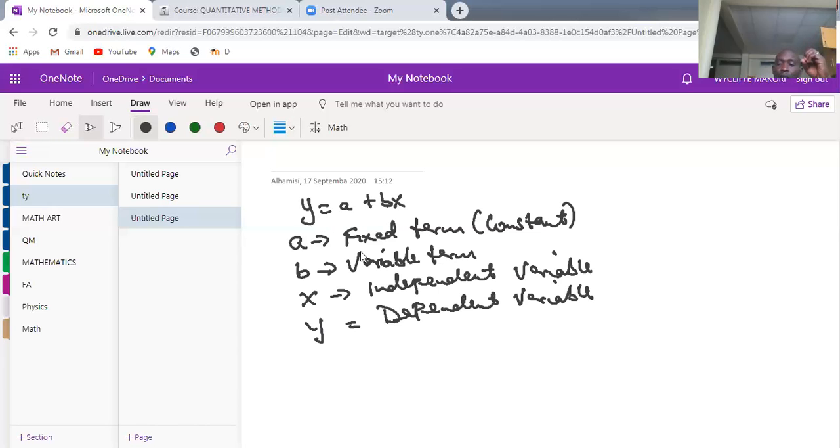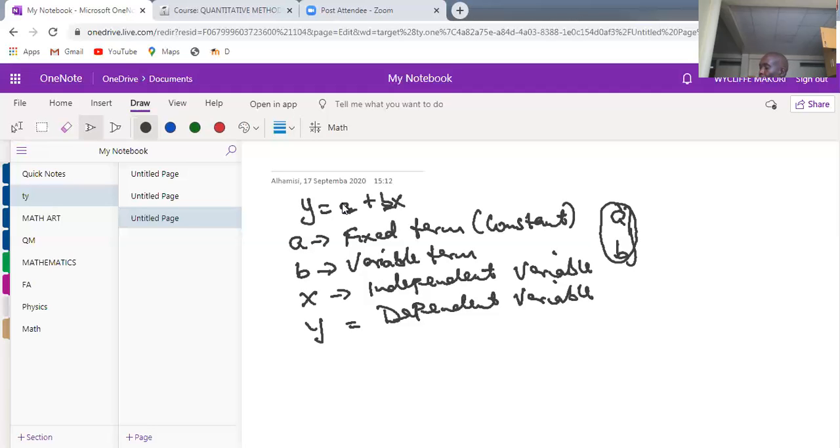The key and most important thing is for us to be able to determine the values of a and the values of b. That is the most important part in regression. If we are able to get these values of a and b, and we substitute in this equation, then we shall be able to determine the regression equation, which can be used in predicting any change in x on the value of y.